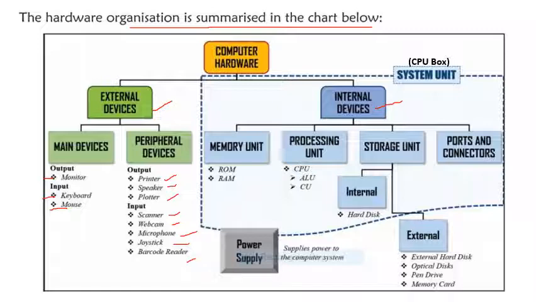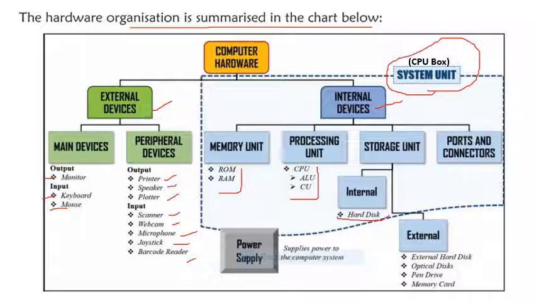Now coming to the internal devices. Internal devices are placed inside the system unit, that is also called CPU box. Here, for the memory unit there are two parts, that is RAM and ROM. For the processing unit there are CPU, ALU and CU. And for the storage unit, internal storage comes as the hard disk.